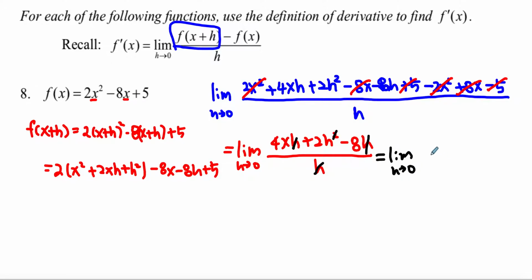what remains here is we have 4x plus 2h minus 8. And as h approaches 0, this middle term will become 0, giving us 4x minus 8 as our final answer. And that is the derivative of this trinomial, as you can see. Alright, let's move on to the next question.